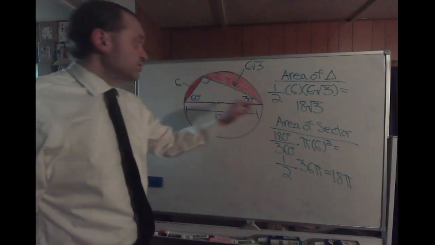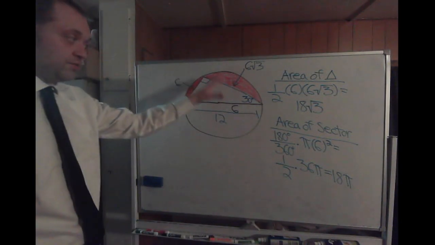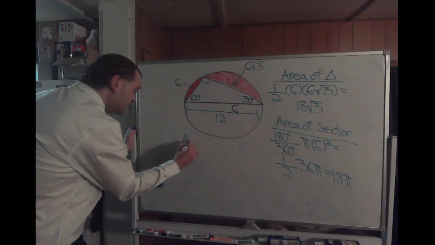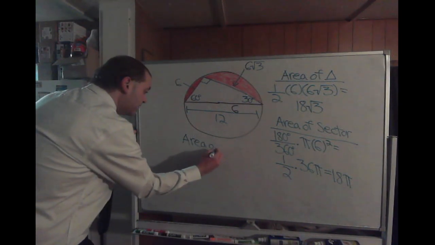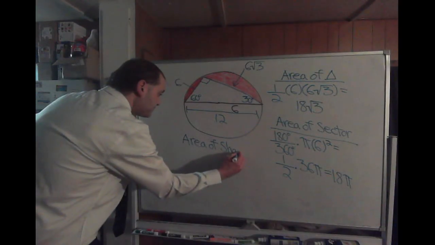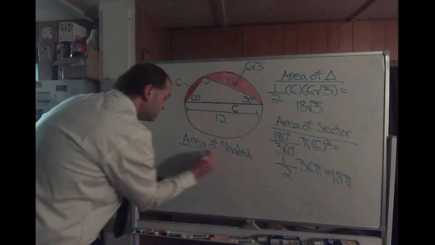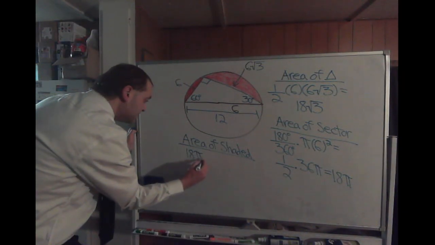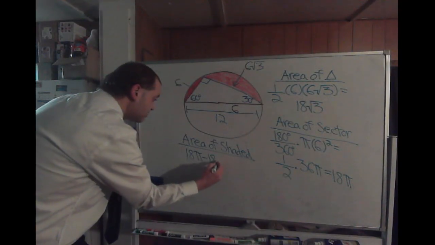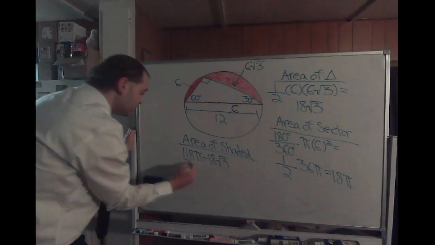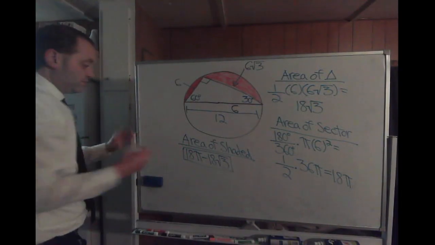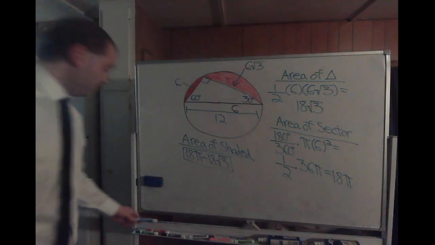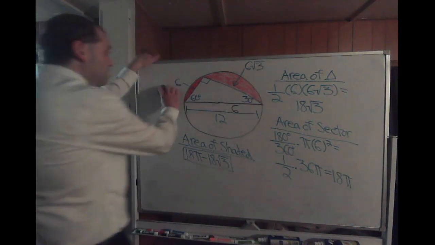The area of the triangle is 18 times the square root of 3. The shaded region is the area of the sector minus the area of the triangle. So to get the area of the shaded region, that's going to be equal to the area of the sector, which was 18 pi, minus the area of the triangle, which is 18 times the square root of 3, and therein lies your answer. The area of the shaded region is 18 pi minus 18 times the square root of 3. I got 2 more exercises, then we're done.